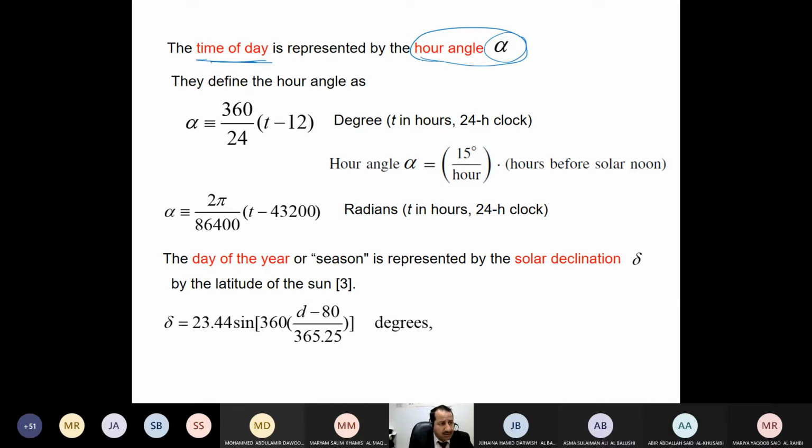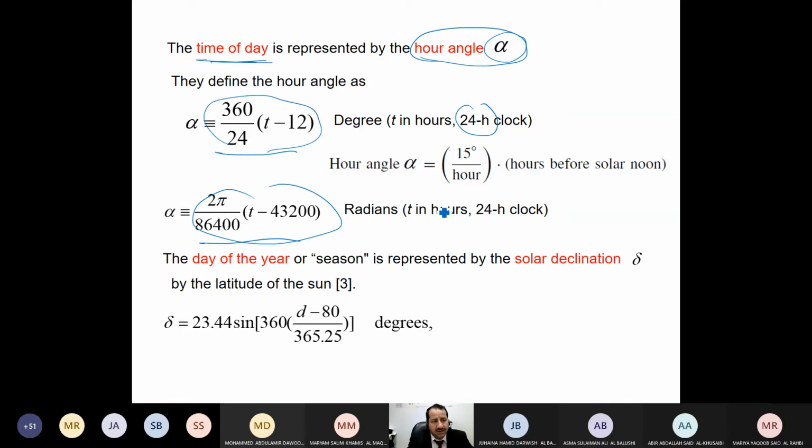Now, our angle can be calculated using this formula if we calculate in degrees, and this formula if we calculate in radians. In degrees, it is 360 over 24 times (t minus 12), if we deal with 24 hours from 0 to 24. And this expression is for radians. Some people deal in the radian system, some in degrees, but usually we will work in degrees.